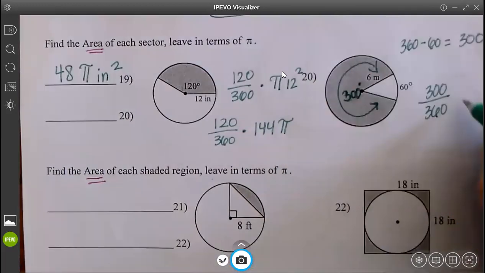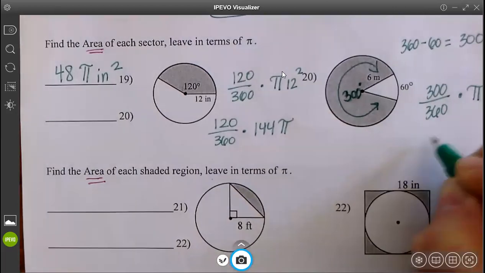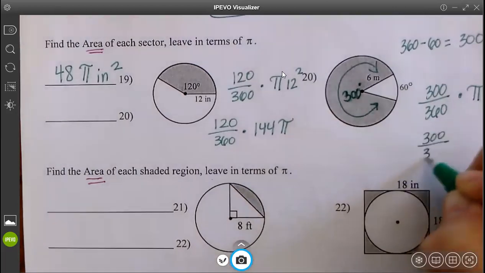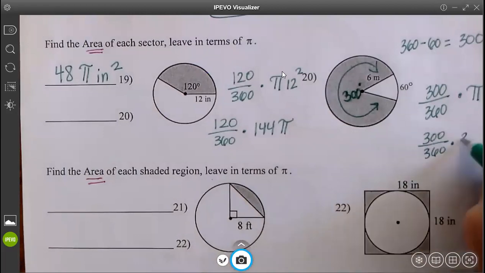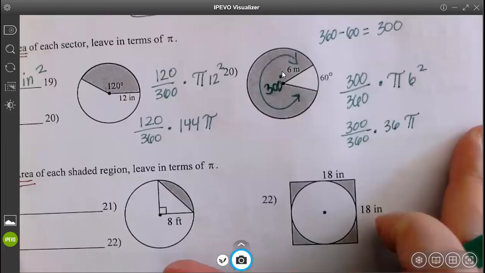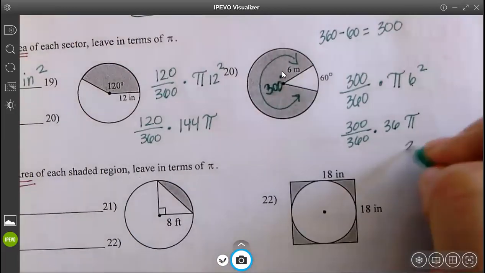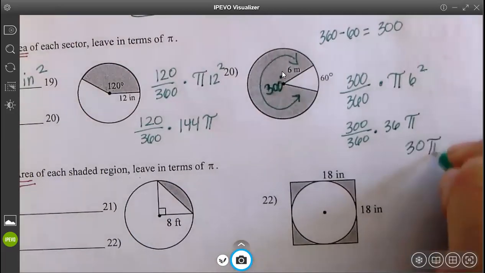Okay, and then times pi, and then radius is 6 squared. So I'm going to get 300 over 360 times 36 pi. I could probably simplify this as a fraction, but I've been using my calculator, so I might as well do the same thing for this one. I'm going to do 300 divided by 360, and then multiply that times 36 to get 30. So this is going to be 30 pi meters squared.